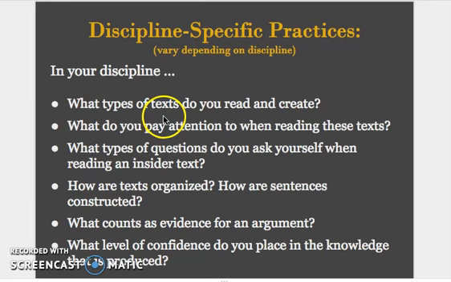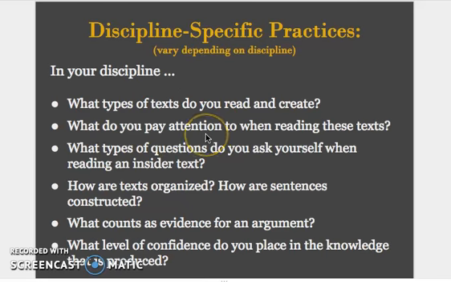What type of texts do you read and create in your discipline? Scientists might say that it's very common that we create scientific reports that follow the scientific method, and they have very specific genres and types of ways in which they are produced. Someone from the arts might say, we create visual texts, or sculpture texts. Musicians create other types of text. So the type of text you create really informs the specific ways of thinking.